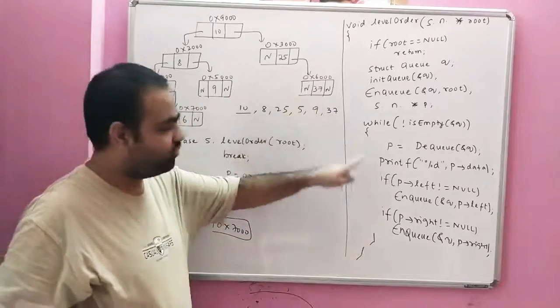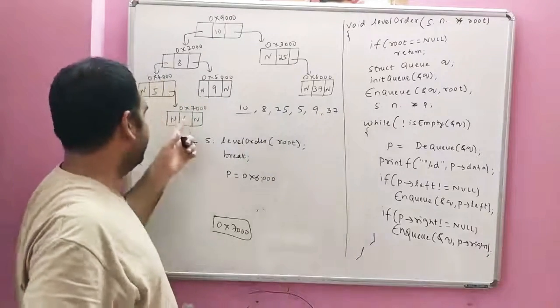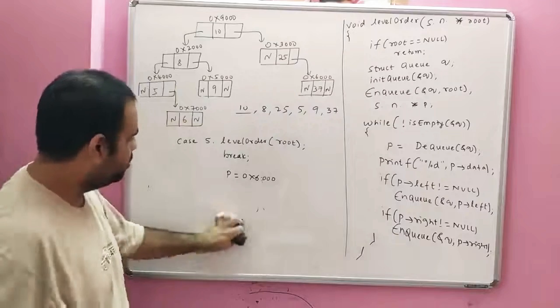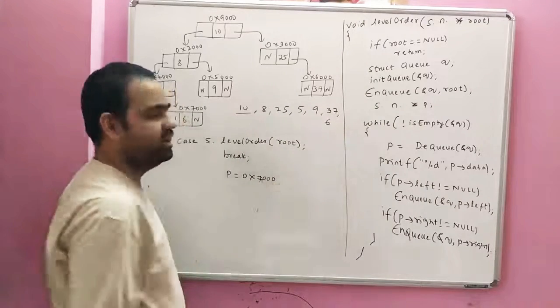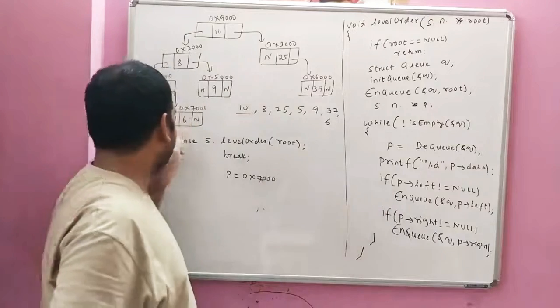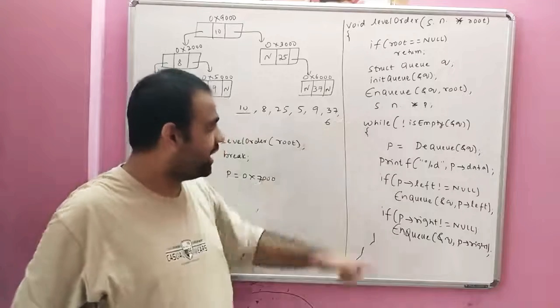6000 arrow left is null. Null not equal null is false. 6000 arrow right is null. Null not equal null is false. Go back. Q is not empty. Yes, p is equal to dq. What do you dq? You dq 7000. Print 7000 arrow data. What is 7000 arrow data? 6. 7000 arrow left is null. Null not equal null is false. 7000 arrow right is null. Null not equal null is false. Go back. Q is not empty.